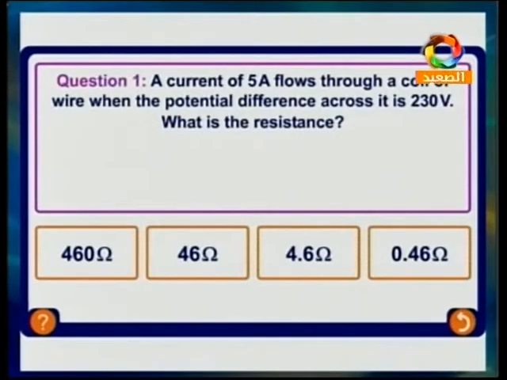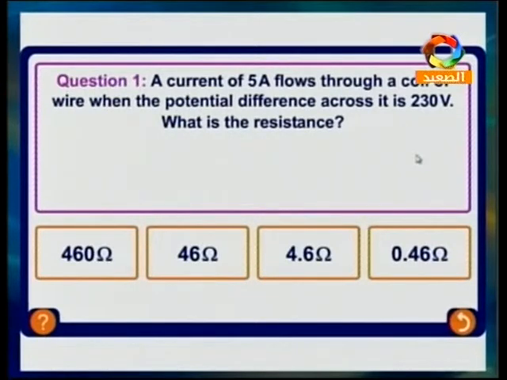here we have a current of 5 amperes flowing through a coil of wire when the potential difference across it is 230 volts. What is the resistance? Here we have 5 amperes and here we have 230 volts. I need to calculate the resistance. I need R. What's R? R equals what? Equals I divide V? No. It's I times V?